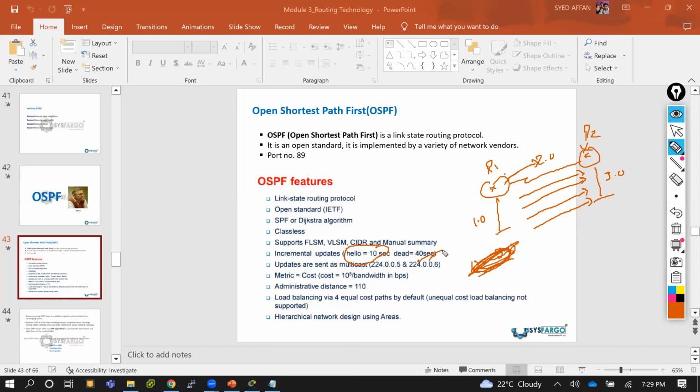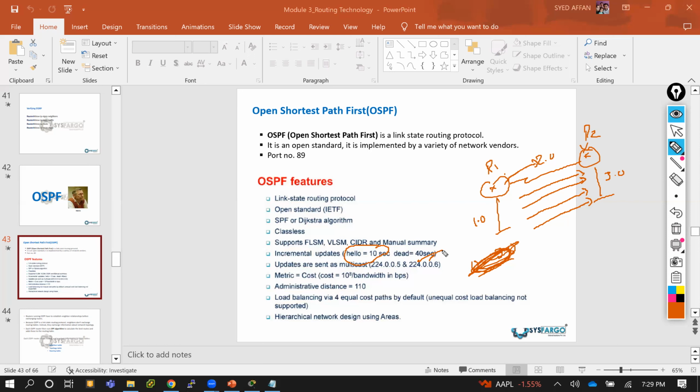So that is the hello timer and dead timer. Every 10 seconds it sends the hello packet. For every hello packet it gets an acknowledgement. If it is not getting any acknowledgement, it will wait for the 40 seconds. Within the 40 seconds, if it is not getting any acknowledgement, then it will flush all the information from its routing table, whatever it learned from the other router. Clear? That is the hello timer and dead timer.